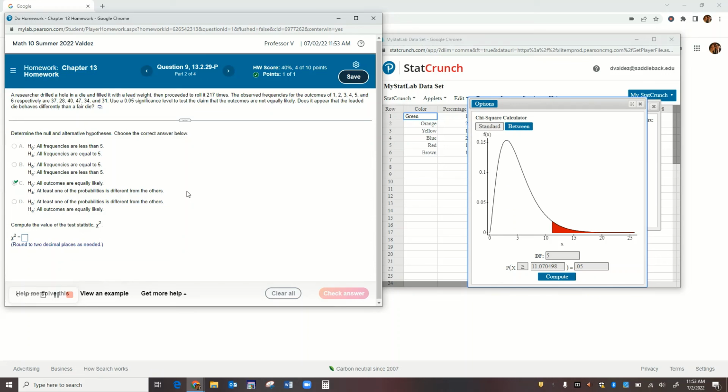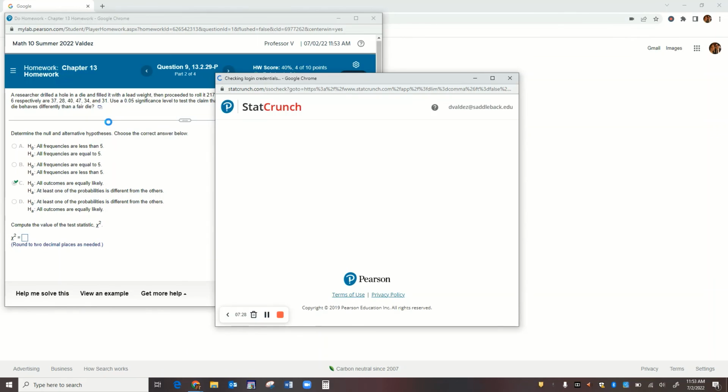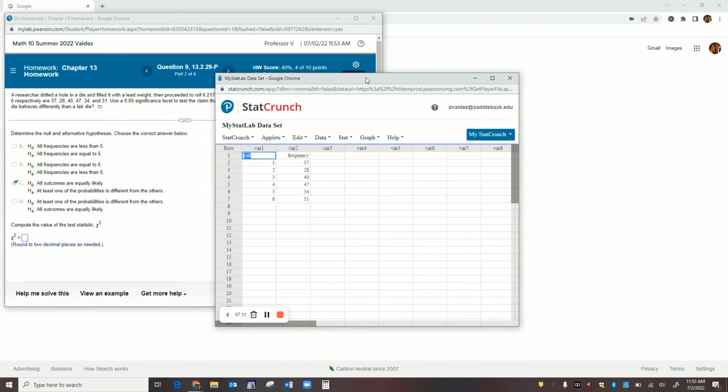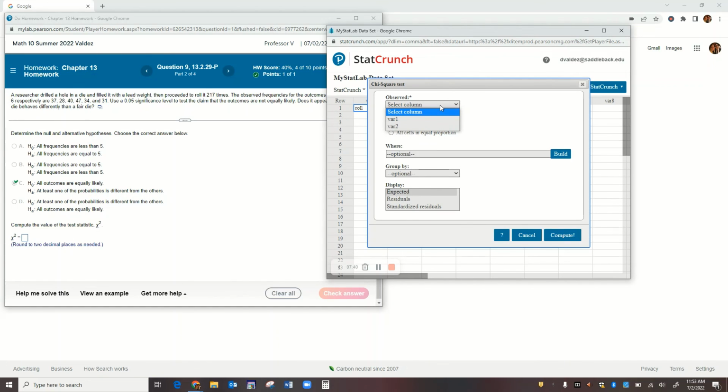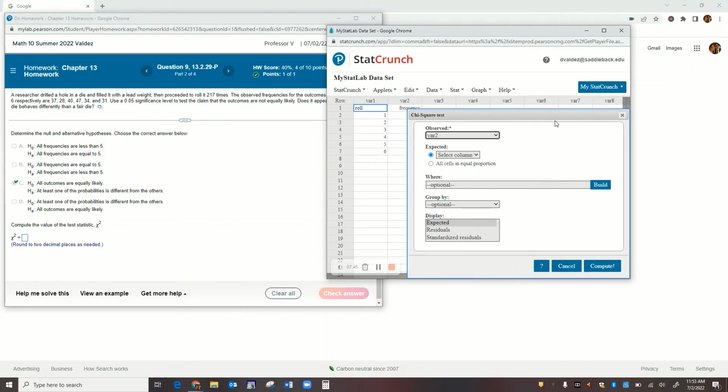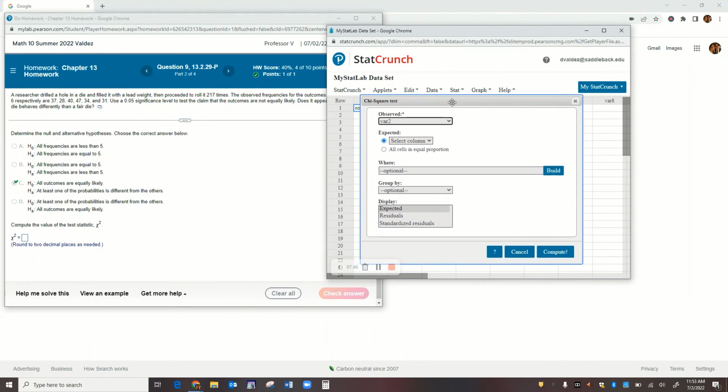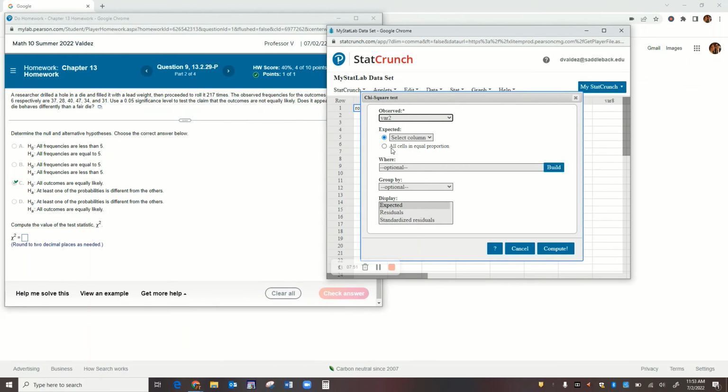Now we're going to compute the value of the test statistic. So here they just gave me observed, right? From rolling it 217 times. That's fine. What you're going to do is go stat, goodness of fit, chi-square test. Observed was in variable 2, I'm pretty sure. Let me double check. Yeah, variable 1 just tells you what the value of the die was. Nobody cares about that. And then expected, you're actually going to click all cells in equal proportion because that's what our null is. We're assuming that each value is equally likely, right, to occur. If you have a fair die, that's what it should be.